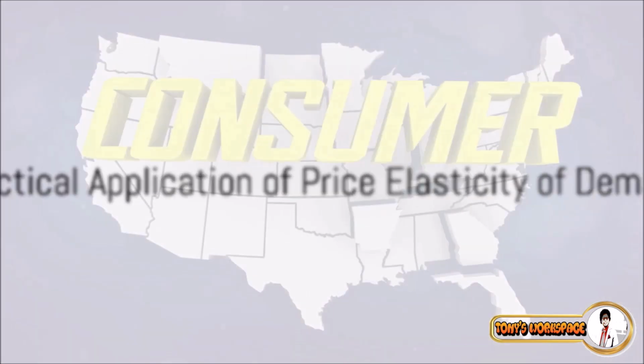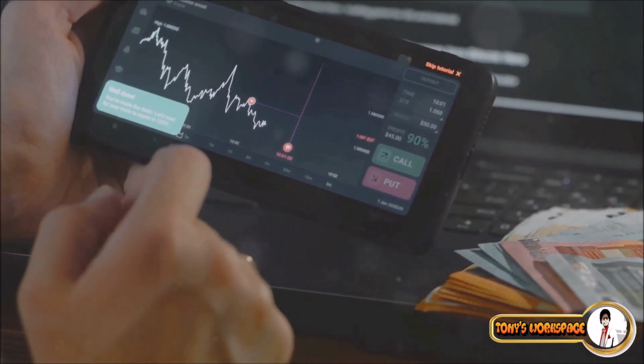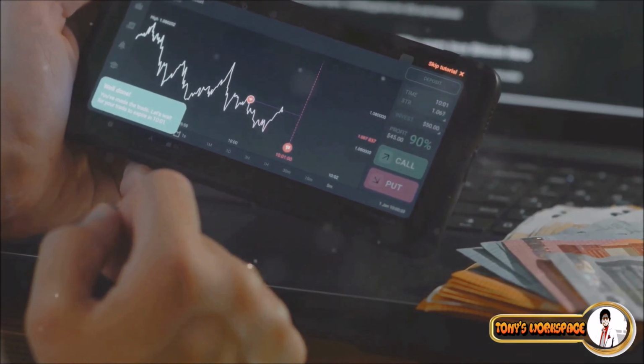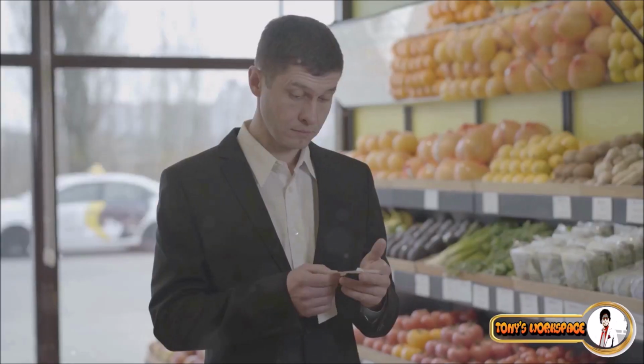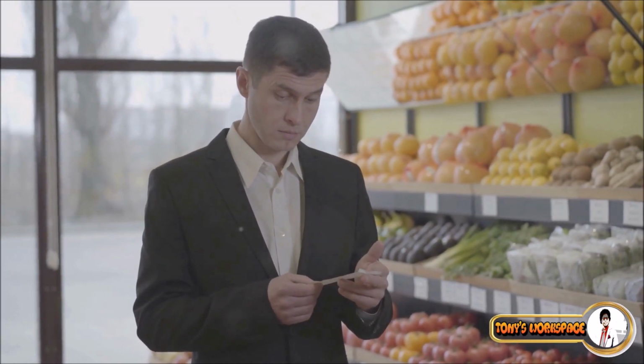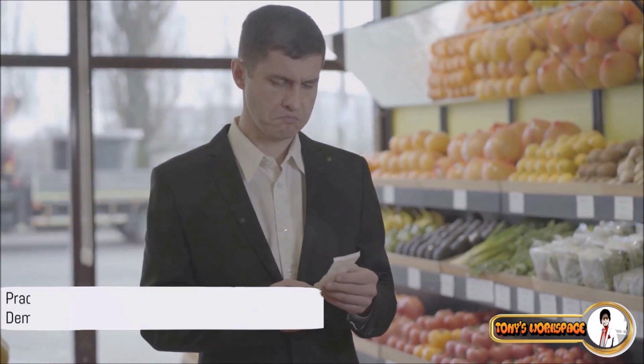In a world where prices are constantly fluctuating, understanding the concept of price elasticity of demand can provide valuable insights into consumer behavior, helping to make more informed decisions. So the next time you notice a price change, think about how it affects your buying decisions. This, in essence, is the practical application of price elasticity of demand.